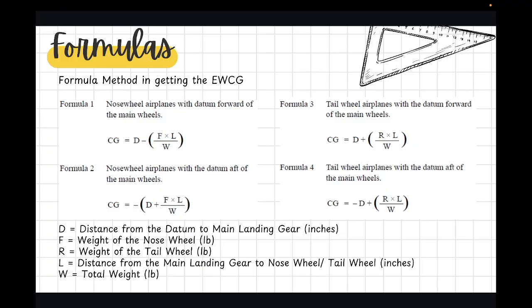And then R naman kapag rear or sa tail wheel aircrafts, rear. Weight of the tail wheel in pounds also. And L naman is the distance from the main landing gear to nose wheel or tail wheel. It depende sa formula na gagamitin nyo. For example, sa Formula 1, since we're gonna use Formula 1, so yung L natin is the distance from the main landing gear to nose wheel. Okay, and then W is the total weight of the aircraft.